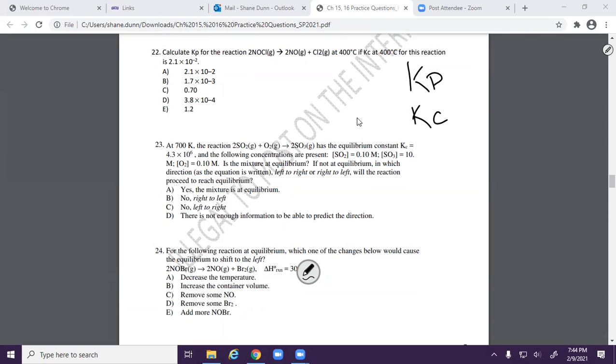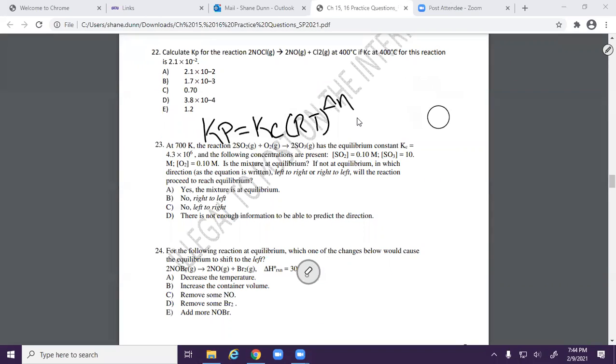The way they're related to each other is KP is equal to KC times RT to the power delta N. That is the formula. If you need help to figure out why it's like that, I can tell you it's based off the ideal gas law. But just know that this R value is the gas constant, 0.0821. What is T? Temperature. Temperature in what unit? Kelvin. Not Celsius.